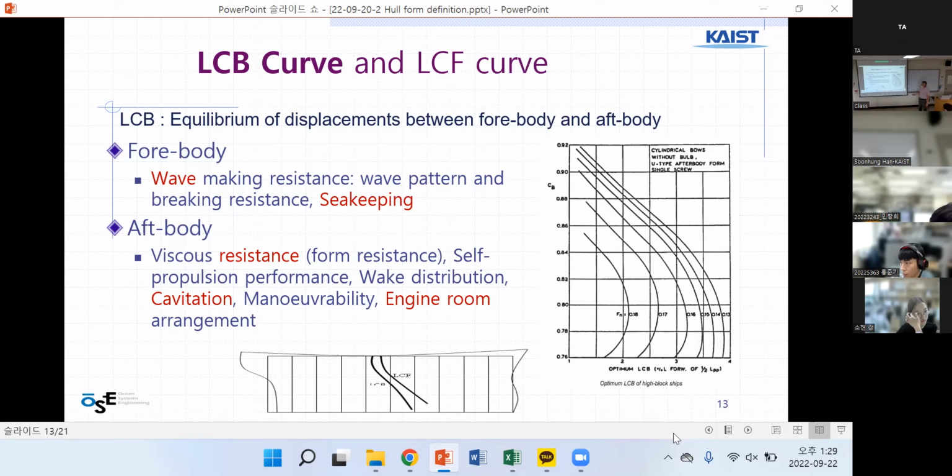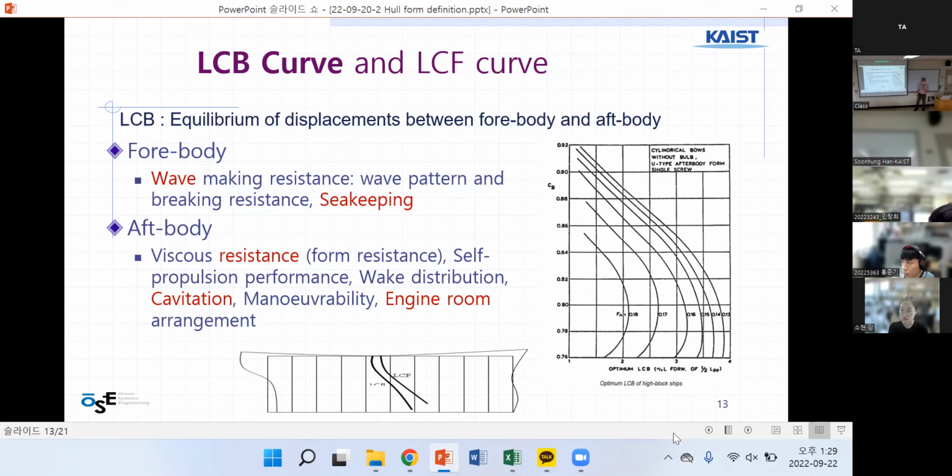the front part of the ship, and the end part of the ship, the afterbody of the ship. And here you see the LCF, longitudinal center of flotation, is moving down in this way because this is the area center. Here is a block coefficient and optimum LCB. Right.